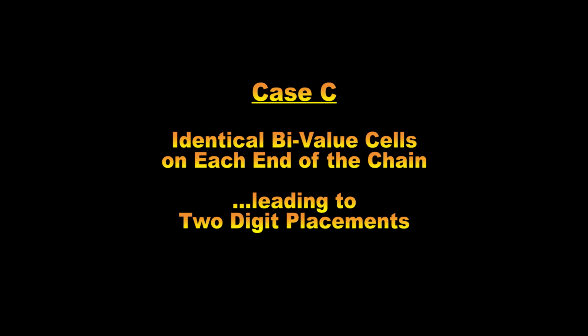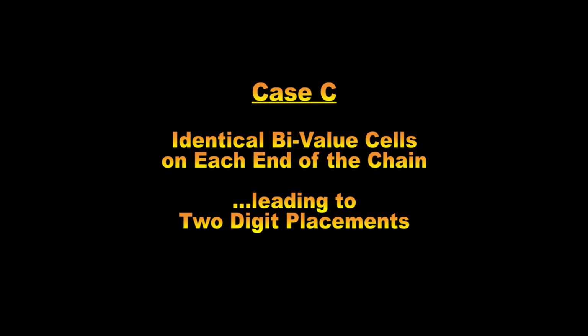We fully reviewed the basics for AICs Type II at the beginning of video number 35, so I won't bother repeating all of that here, okay? If you recall from that video, there are three possible outcomes or cases for these AIC Type II chains. Today we will examine case C, where we will have identical bi-value cells on each end of the chain.